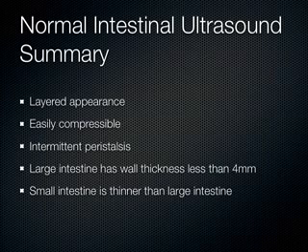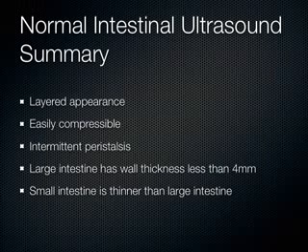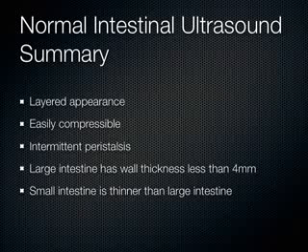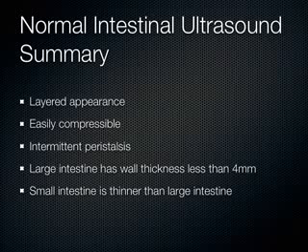So to summarize, with the intestines, you want to have a nice layered appearance. It should be easily compressible. You should see intermittent peristalsis. And keep in mind that large intestine has a wall thickness less than 4 millimeters, and small intestine is somewhat thinner than that.